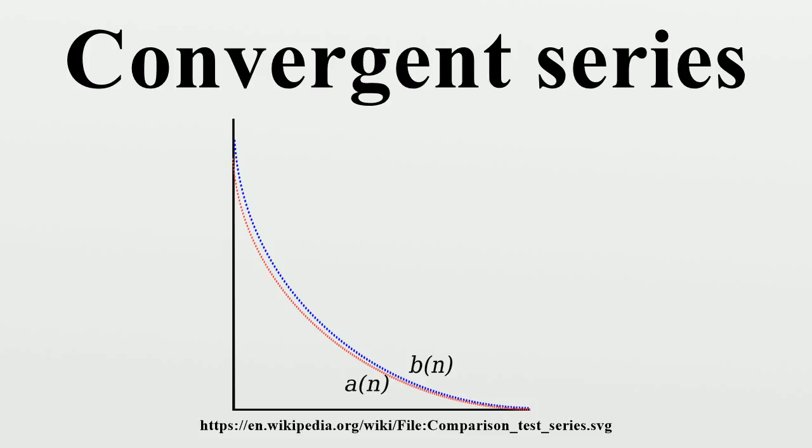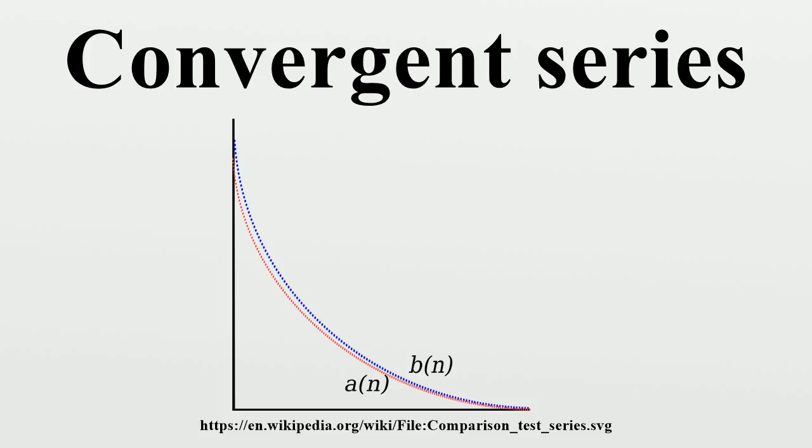Ratio test. Assume that for all n, suppose that there exists such that if r less than 1, then the series converges. If r greater than 1, then the series diverges. If r equals 1, the ratio test is inconclusive, and the series may converge or diverge.